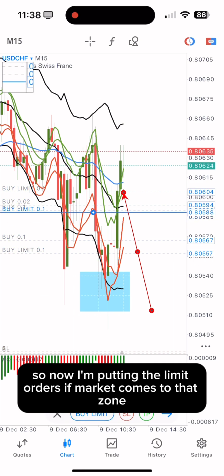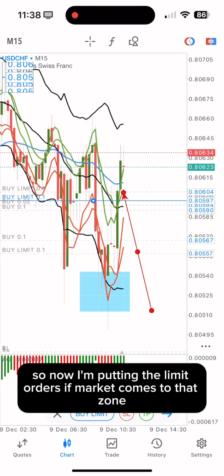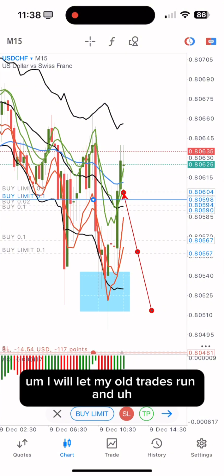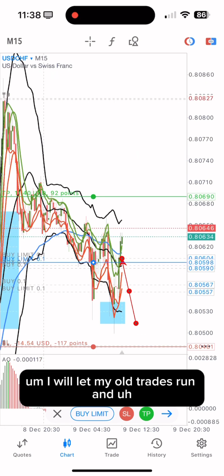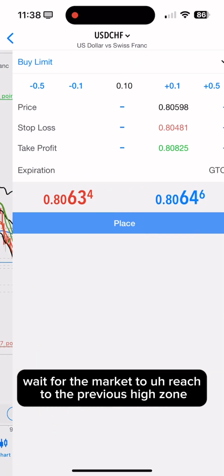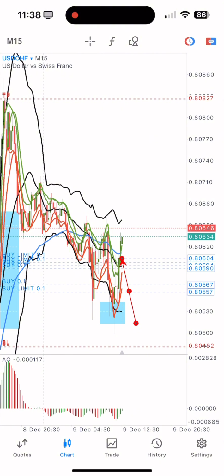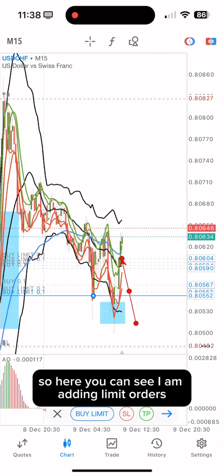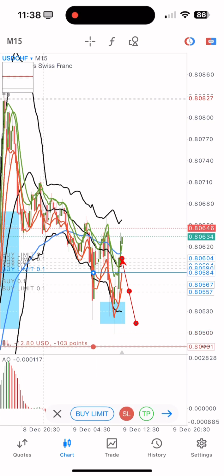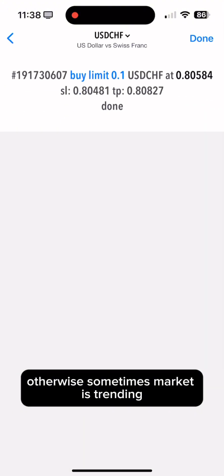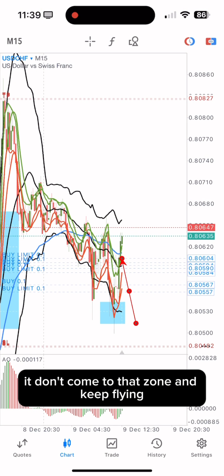So now I'm putting the limit orders. If the market comes to that zone, fair enough. Otherwise I will let my old trades run and wait for the market to reach the previous high zone. So here you can see I am adding limit orders, and when the market reaches that zone, it's fine. Otherwise, sometimes the market is trending, it doesn't come to that zone and keeps flying.